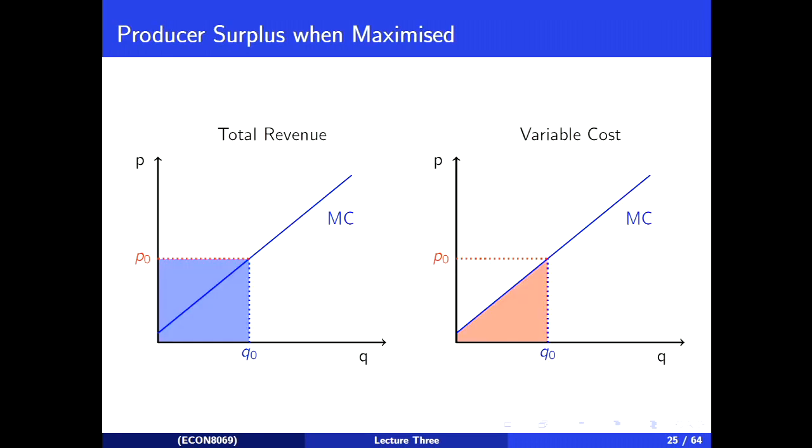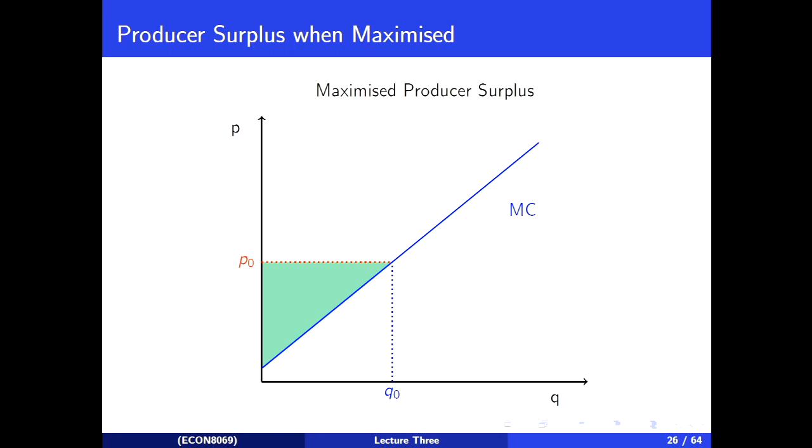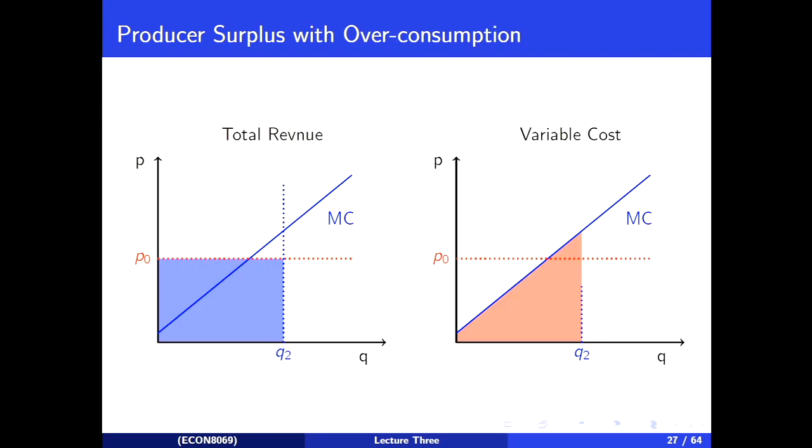So I can sell more and more, and I want to sell up until the level given by the marginal cost curve. That's going to maximize my producer surplus. That's going to give me revenue, it's going to give me variable costs, and it's going to maximize my producer surplus when quantity produced is given by this marginal cost curve.